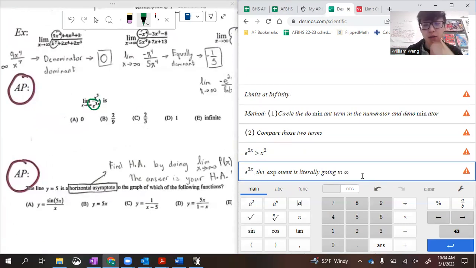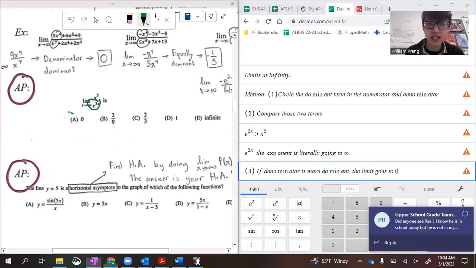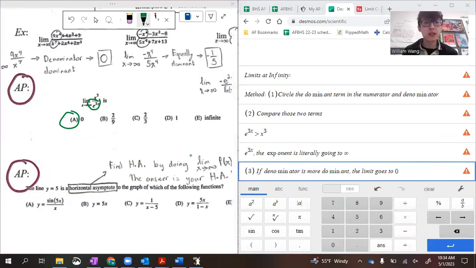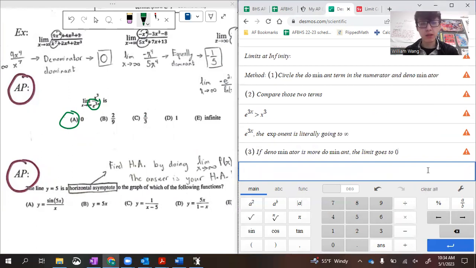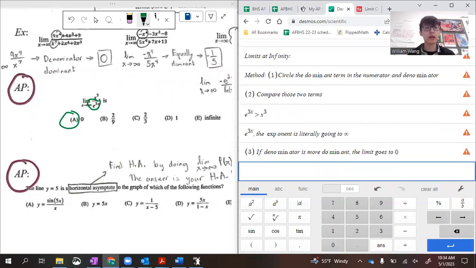When the denominator is more dominant, this is sort of the third step: if the denominator is more dominant, the limit goes to 0. So my answer choice is A. And remember, this occurs because the denominator is more dominant. It's a really large number. So you can imagine something small divided by something huge. It's gigantic. You could see how this would be a very small number, so it's going to go to 0. All right, hopefully that makes sense.